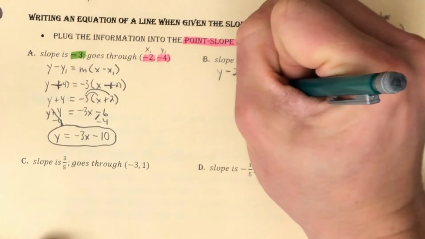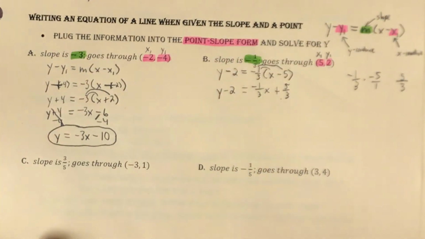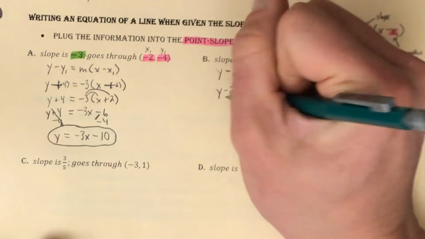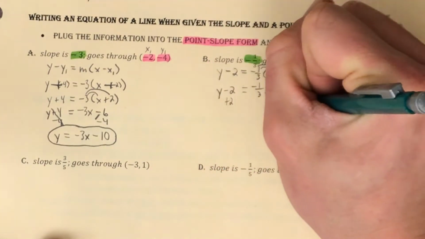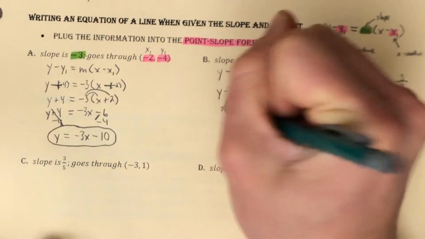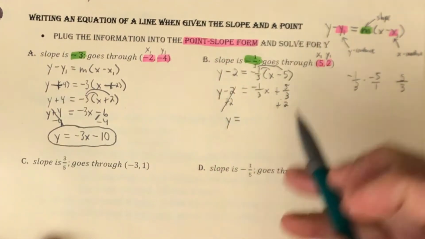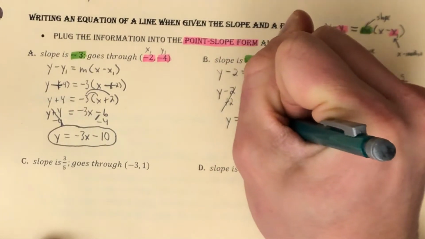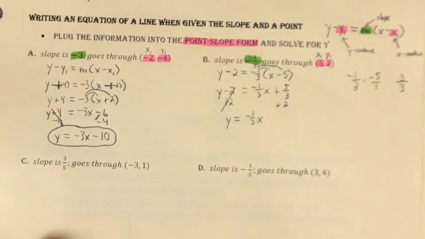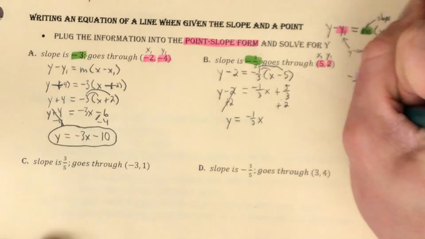And then that's all equal to y minus 2. My next step is I need to move this negative 2 across, so I'm going to do that by adding 2 and adding 2. Negative 2 and positive 2 cancel, so on the left side I'm left with y equals. On the right side, negative 1/3 x stays the same, but then I've got to add this positive 5/3 and positive 2. So again, 5/3 plus 2.